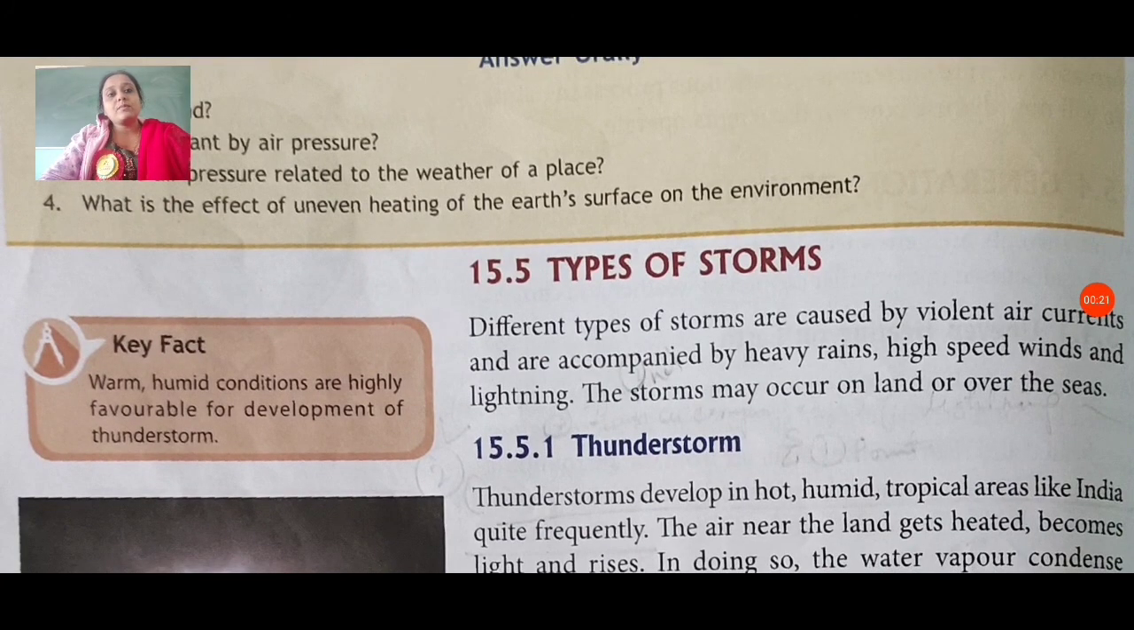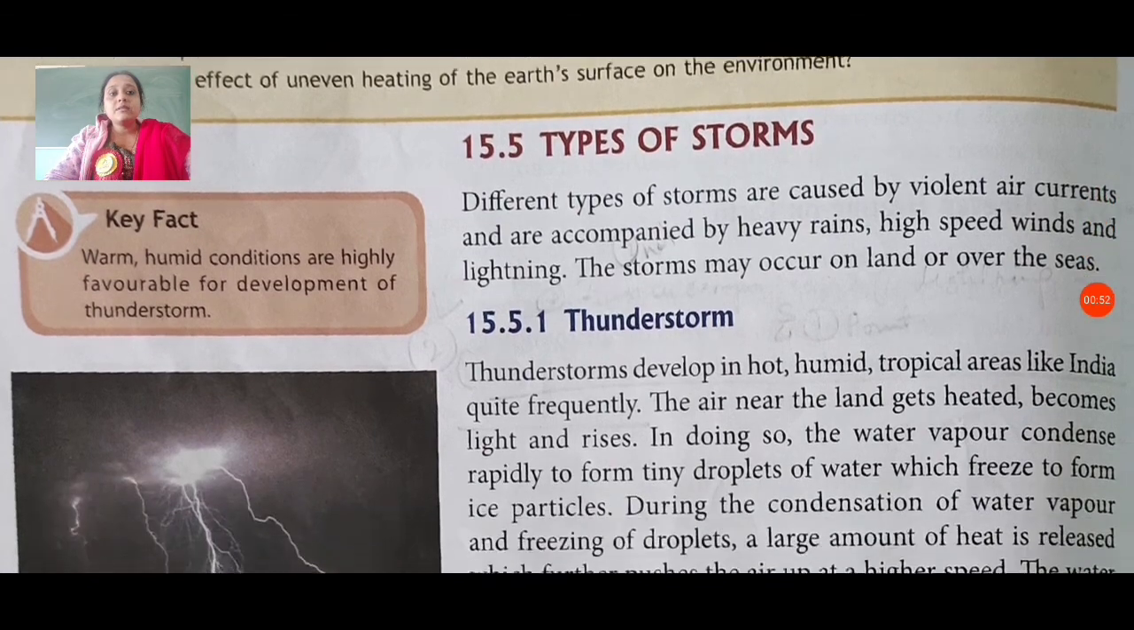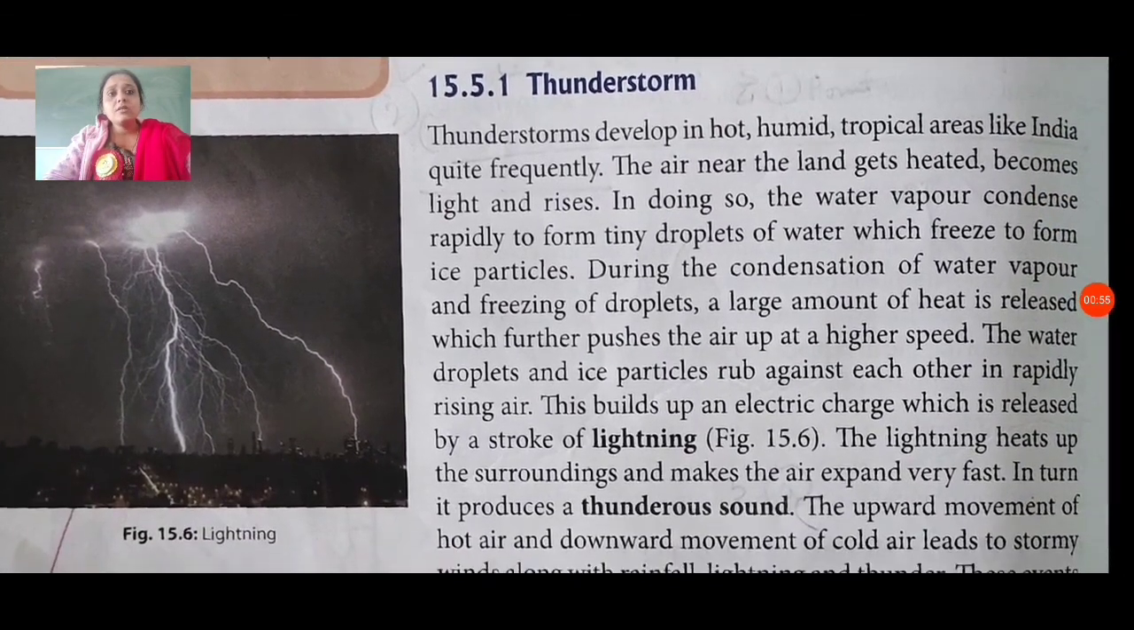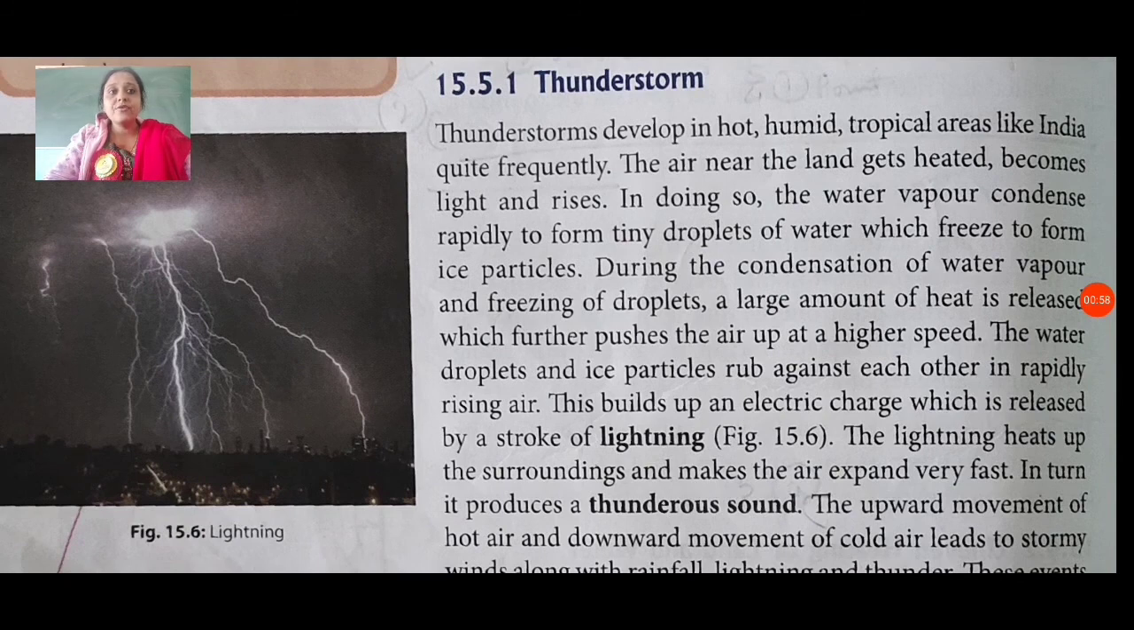Now, types of storms. Different types of storms are caused by violent air currents and are accompanied by heavy rains, high speed winds, and lightning. The storms may occur on land or over the seas, not only on earth's land but also over the sea. Among them, first is the thunderstorm. Thunderstorms develop in hot, humid tropical areas like India quite frequently.